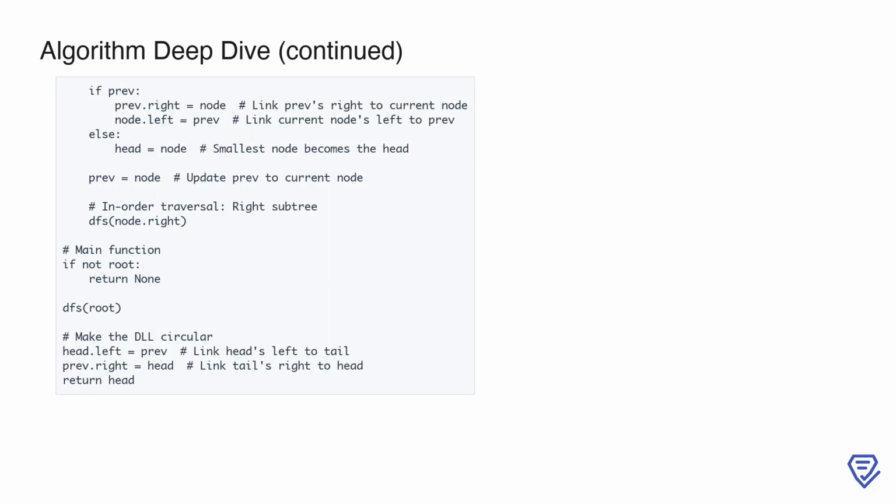Here's the pseudocode for the solution. We initialize two global variables, previous, which starts as none and tracks the last visited node, and head, which is set to the smallest node during traversal.